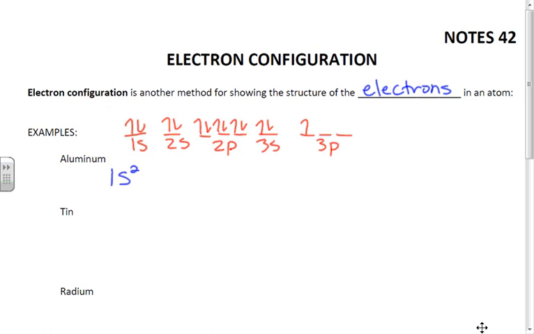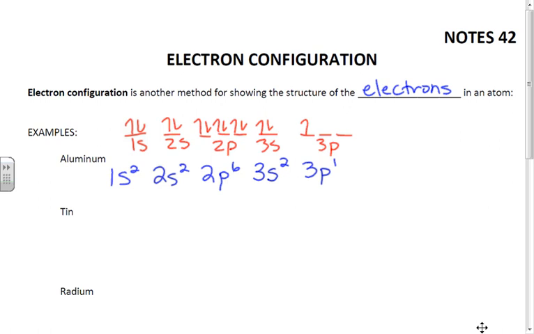Then we go on to 2s, and how many electrons fit in that one? 2. 2p: how many electrons fit in all three of those orbitals together? 6. And then 3s, 2. When you get to that very last sublevel, you just look and see where that element is. It's in that first spot, so it gets 1 electron. It could be a number anywhere between 1 and 6.